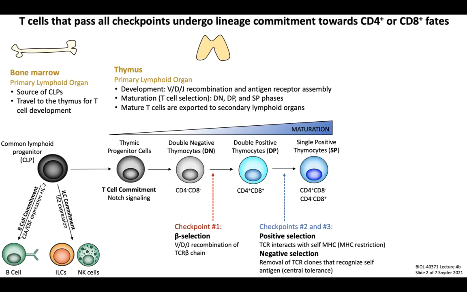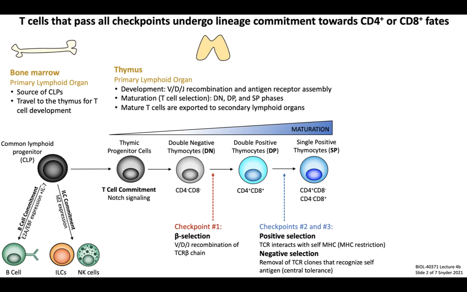Once a thymocyte survives these 3 checkpoints of T cell development, it can proceed to the final step where it becomes a single positive thymocyte, or SP thymocyte. At this stage, these cells are considered mature naive T cells once they leave the thymus, which means that they express a functional non-self-reactive TCR, but they haven't encountered cognate antigen yet.